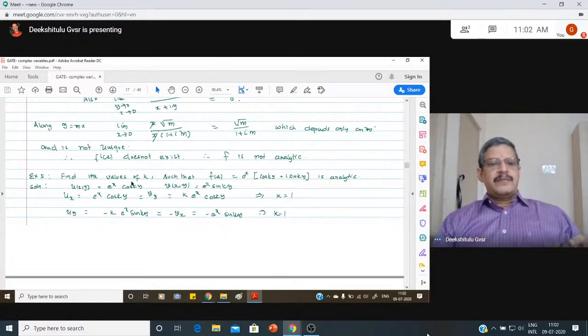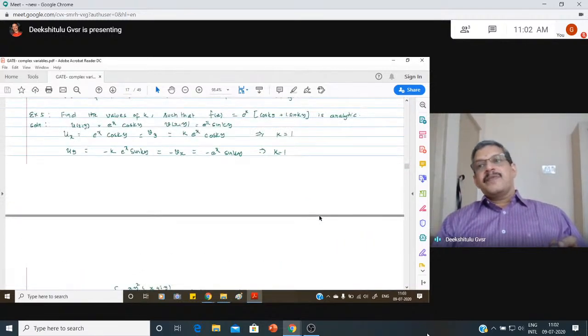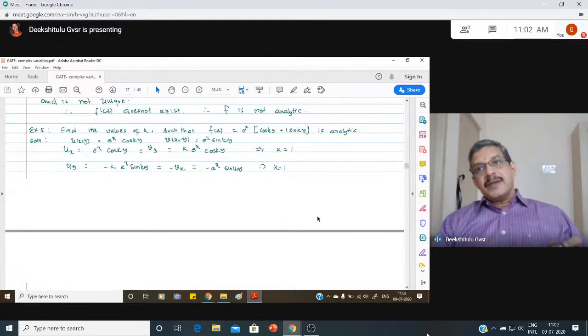∂u/∂y is e^x times the derivative of cos ky, which is minus k sin ky, and it is equal to minus ∂v/∂x, that is minus e^x sin ky. You observe the terms here: e^x can be cancelled, sin ky cancelled, so k is equal to 1. That means in both cases the value of k is 1. So for k equal to 1, this function will be analytic. This is the type of simple question that might be asked in the examination, finding the k values and other things.